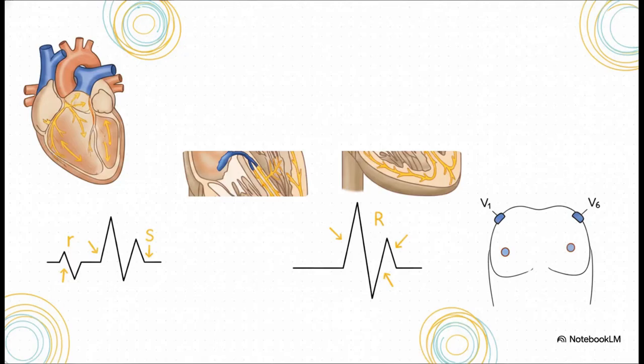Now, the ventricular story is this fascinating two-part harmony. First, the intraventricular septum depolarizes from left to right. It's a short little phase, but it creates a tiny positive R wave in lead V1, which sits on the right side of the chest.